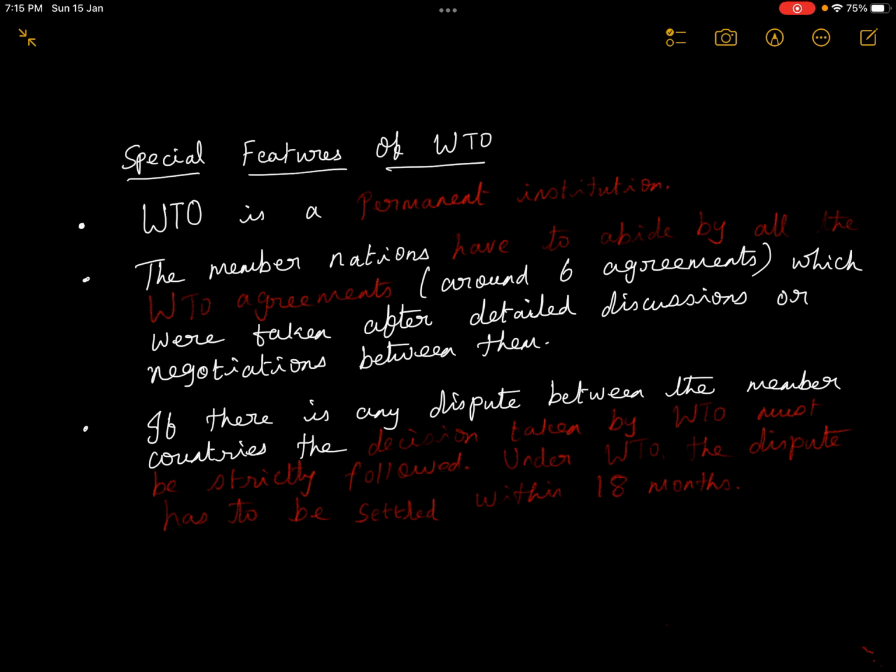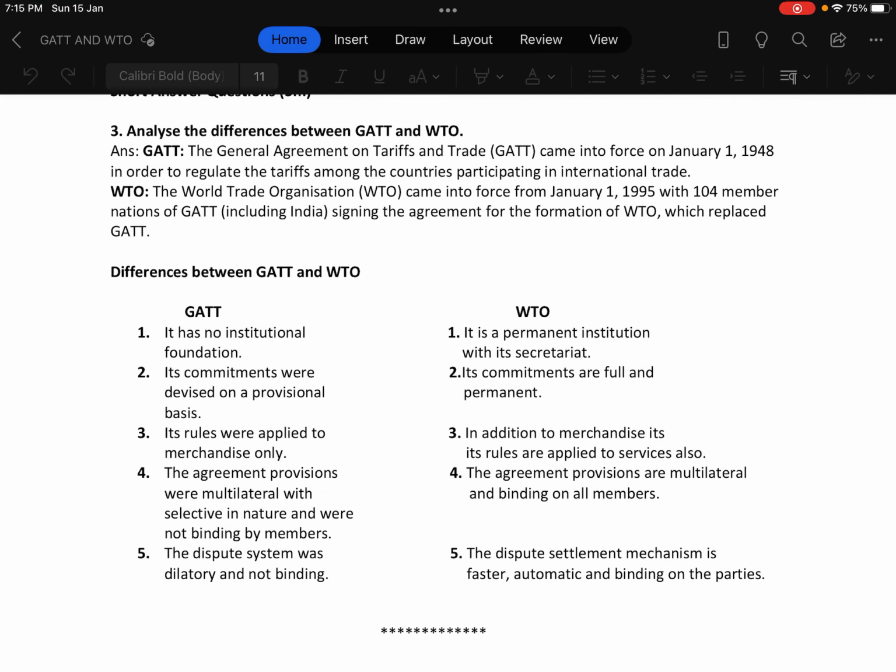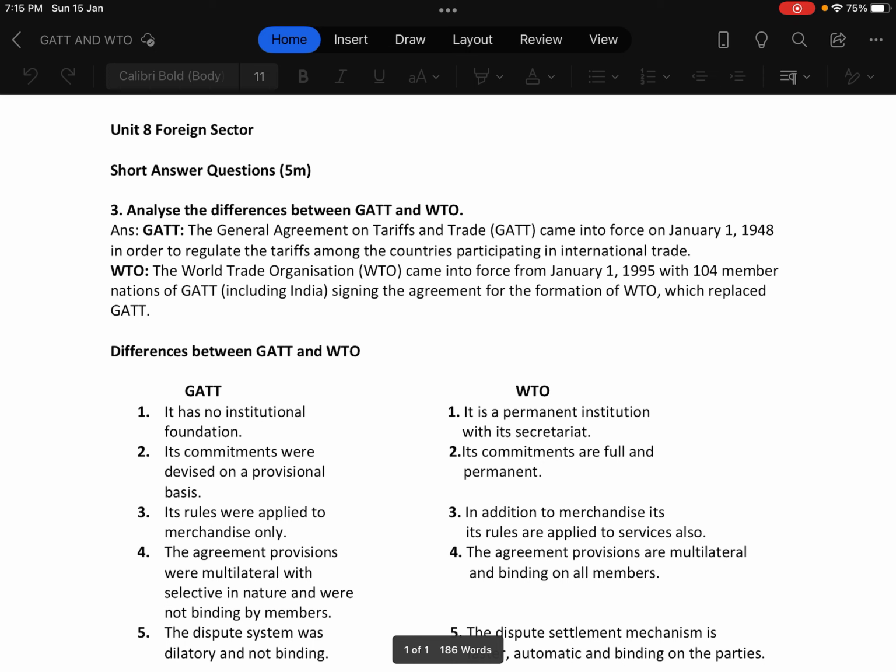Okay. So now I think you have understood the background of, or the reason for establishing GATT, and also the reason for establishing the World Trade Organization. Now we will move to the main answer, differences between GATT and WTO. Okay. So this is the question. Analyze the differences between GATT and WTO.